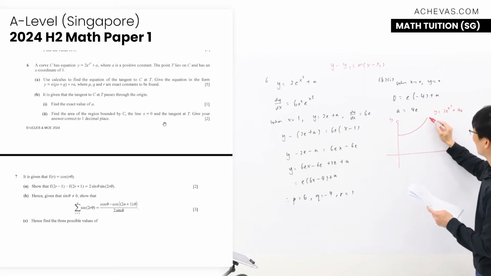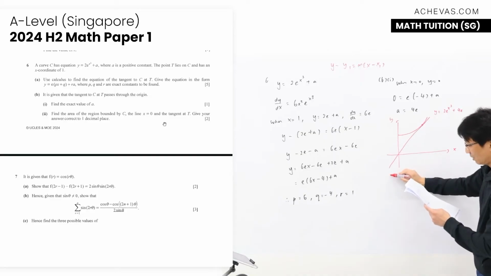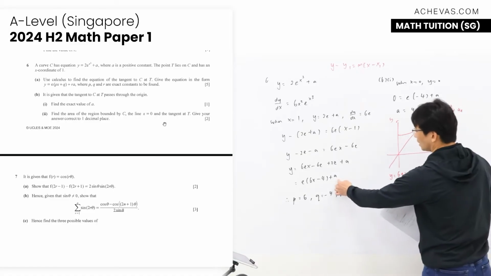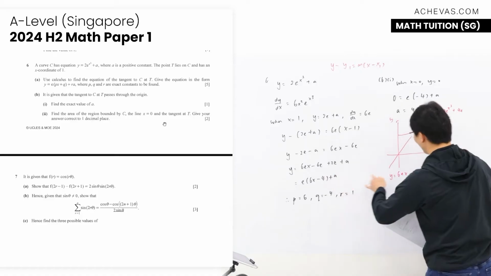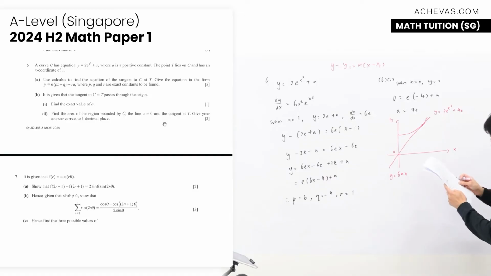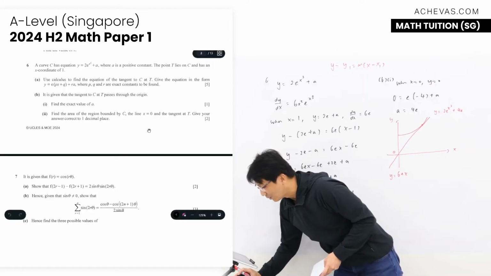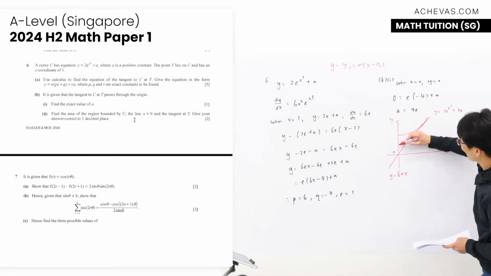And this tangent, when x equal to 1, will actually pass through the origin. This is the tangent, y equal to 6ex, because this is equal to 4e. So when you multiply e inside, the minus 4e and the plus 4e will cancel away, so I'm left with 6ex here. This is the origin. Okay, so now we can understand where the region they want us to find is, bounded by C, x equal to 0 and the tangent. So the required region is probably this particular region here.